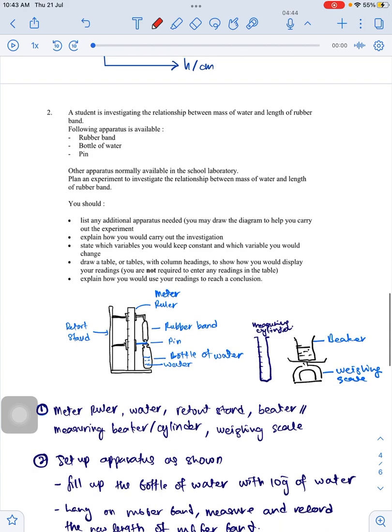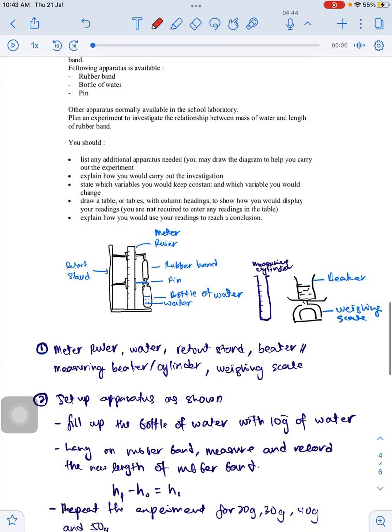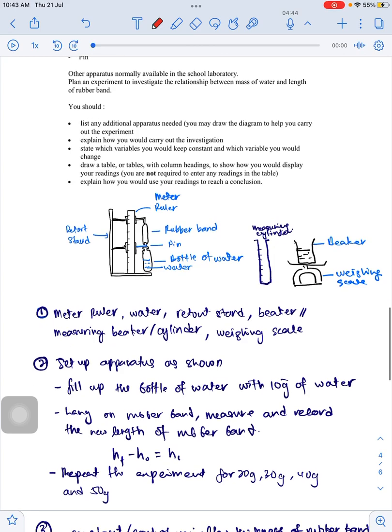A student is investigating the relationship between the mass of water and the length of a rubber band. So we have a rubber band and a bottle of water, and the question needs you to list down the additional apparatus needed. You may draw the diagram to help you carry out the experiment. There is no mark for the diagram, but there is a mark for the list of additional apparatus.